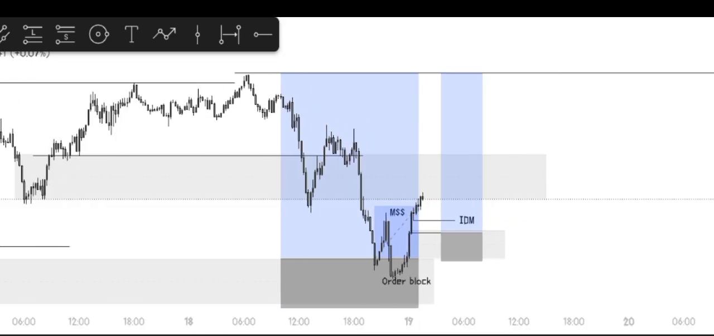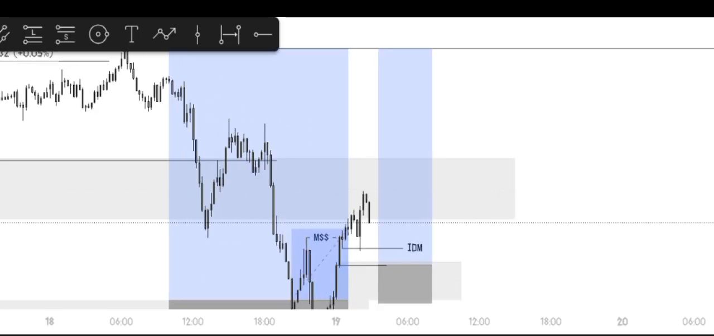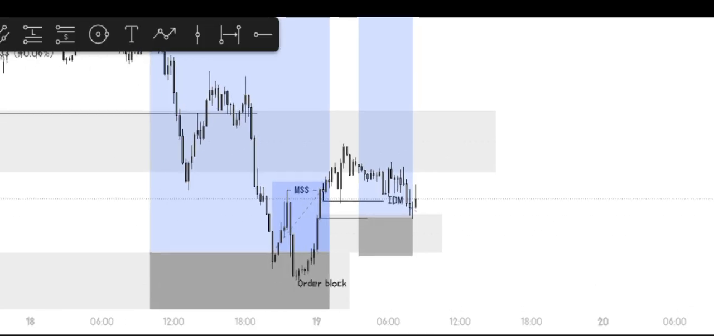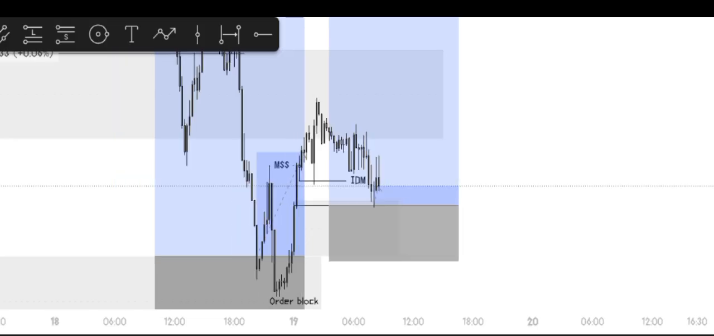So let's see if price hits our target. Okay, price is rejecting. Wow, price is rejecting. Let's see if price comes back down and takes us into the trade. Okay, we are in already. We are in for the trade. As you can see, it's a sniper entry. All right, a good start.